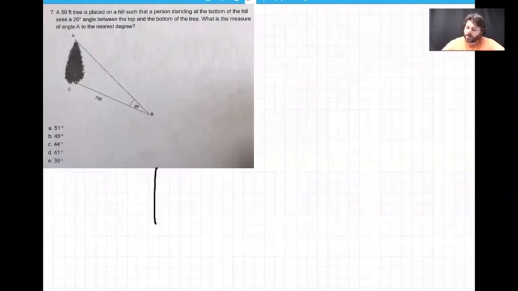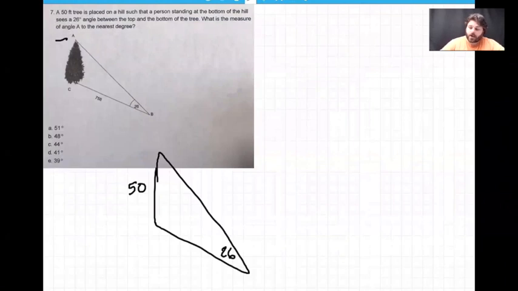But what I can think about is this triangle like this. I know this is 26 degrees. I know this is a 50-foot tall tree, right? That's the height of that tree. So that's this side right here, 50. I know that this is 75, and what I'm looking for is the angle A. So this is what I'm looking for, angle A.